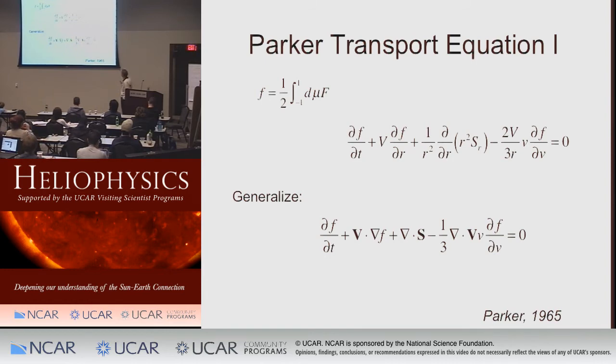Okay, and here this 2v over r is just the divergence of the solar wind, grad dot v, and then v df dv. And now, except that I haven't said what s is, this is actually the equation Parker wrote down in 1965, which he originally did, I think, for treating the modulation of cosmic rays trying to come into the heliosphere.